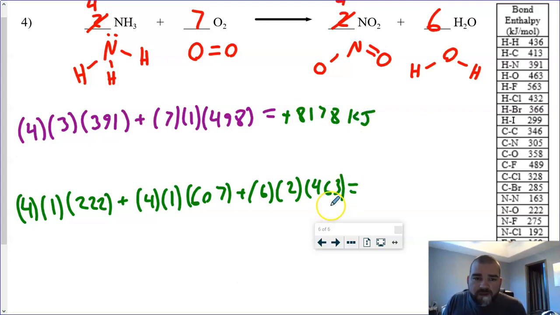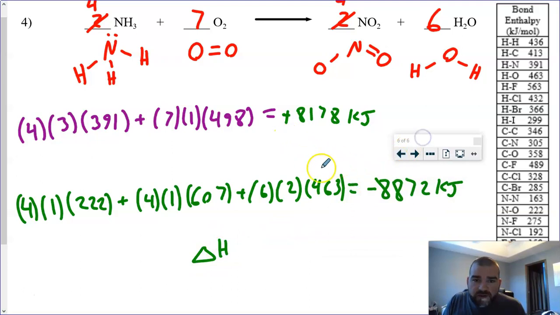Kilojoules. Okay, on the product side, 4 times 222 plus 4 times 607 plus 12 times, 6 times 2, right? 12 times 463 for a grand total of negative 8,872 kilojoules. So our grand total enthalpy of this reaction equals a negative 694.